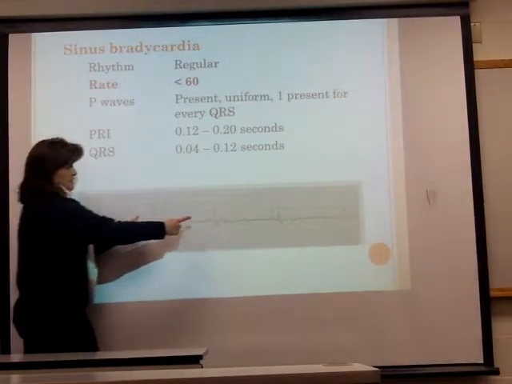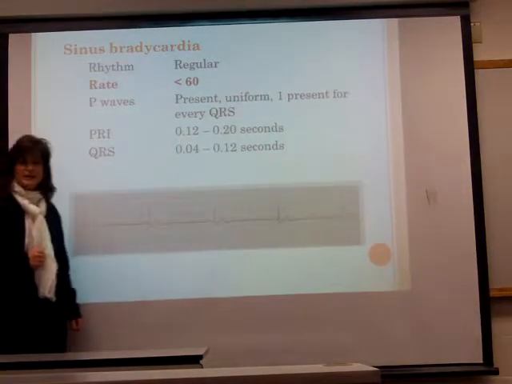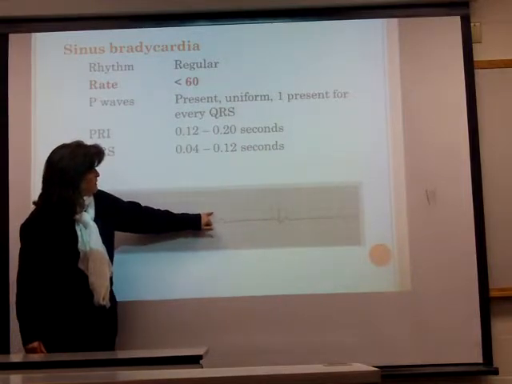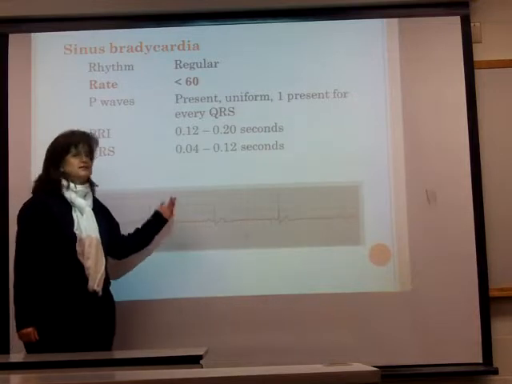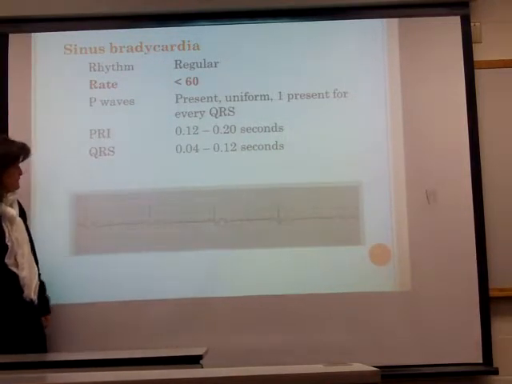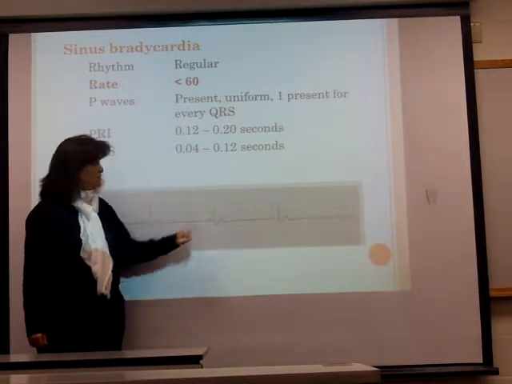So when we look at sinus bradycardia, again, starting at the left, put your calipers between the R waves, and you'll notice that all the way across, it's very regular. Then calculating the heart rate. We've got 1, 2, 3, 4, 5, 6, 7, 8, about 8.5 little boxes. If you divide that into 300, you're going to see that the heart rate is somewhere in the 30s. So clearly below 60.